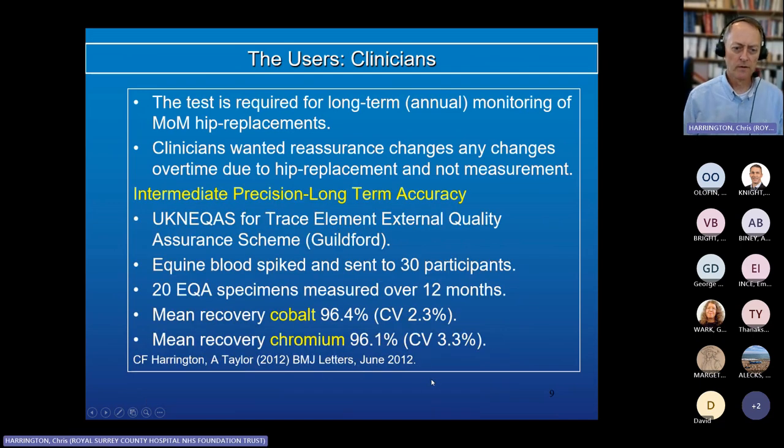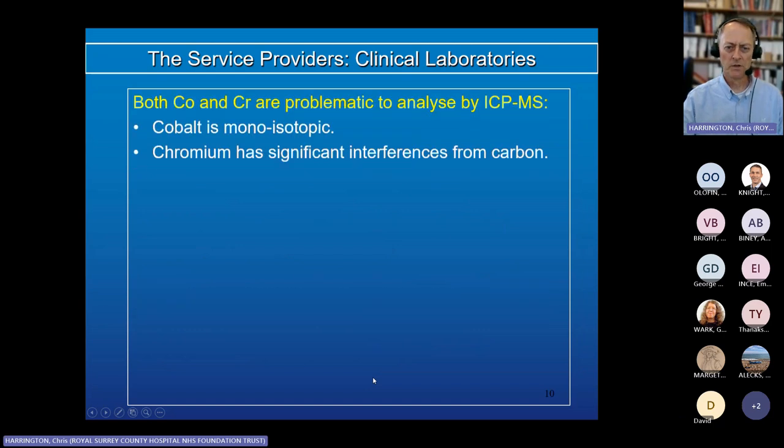So, it was quite lucky that our EQA scheme had included cobalt and chromium in these samples. These were equine blood that we spiked, and we had 30 participants on this particular scheme. And when we looked back over the data, we could show that the recovery of the spike was very good, and it was extremely precise as well, over the last 12 months for 30 participants. It was 96%. So we published that in the BMJ just to reassure people. So that did show that these results were consistent over time. But obviously the labs that were doing this were concerned whether these results were actually accurate.